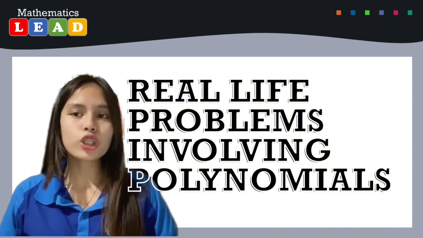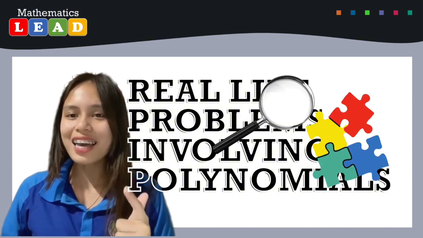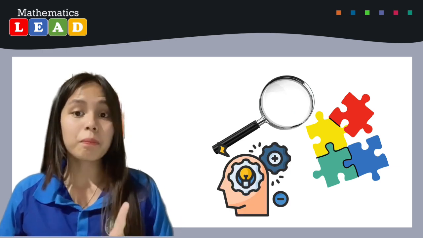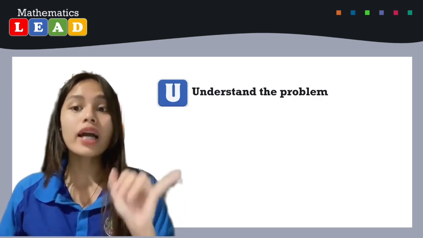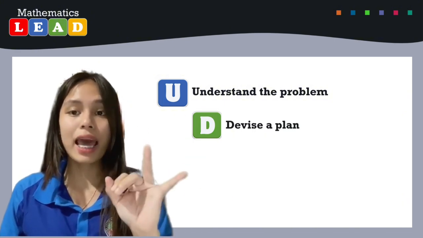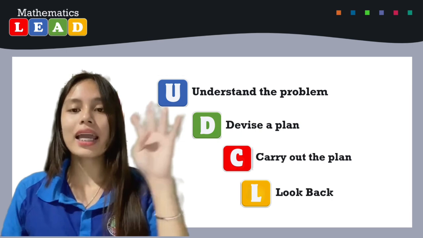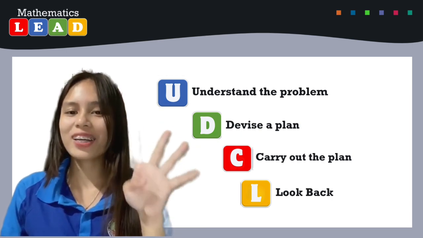This example shows how real-life problems can be solved using polynomials and polynomial equations. By following George Polya's steps, we can solve problems in a clear, organized, and logical way. Remember, U stands for understand the problem. D stands for devise a plan. C stands for carrying out the plan. And L, always look back at your answers.